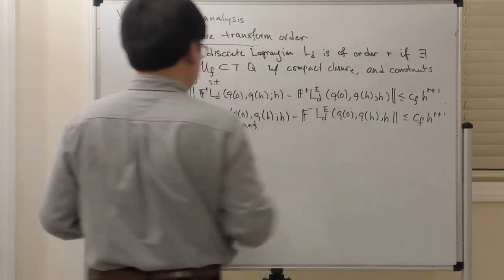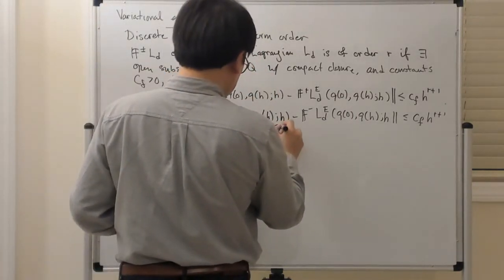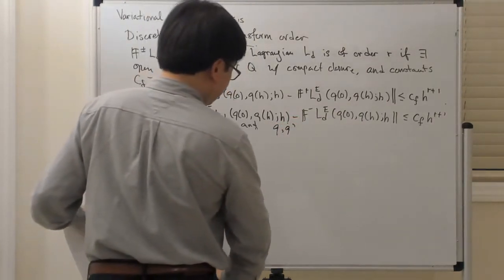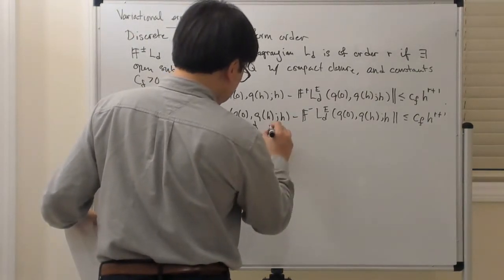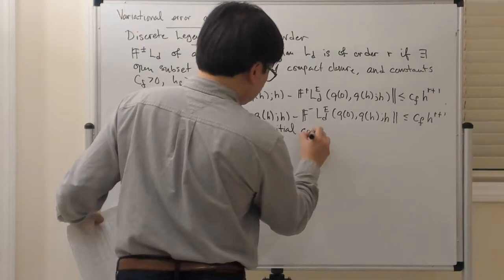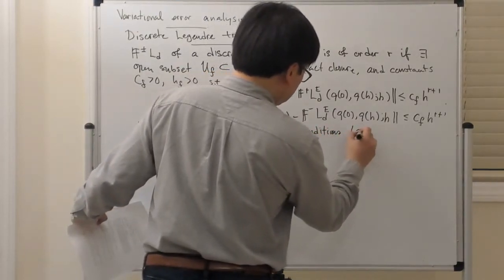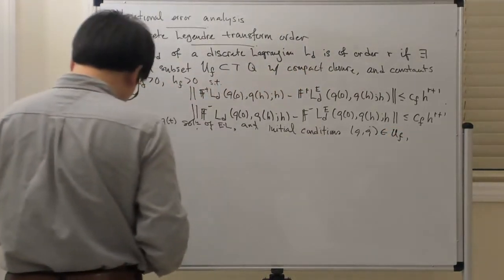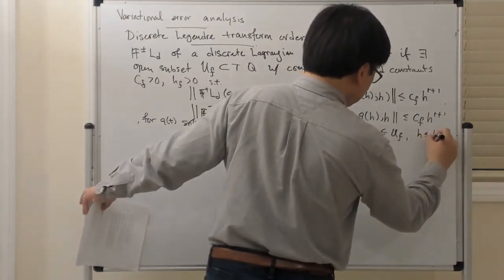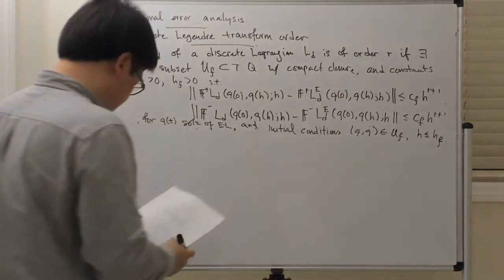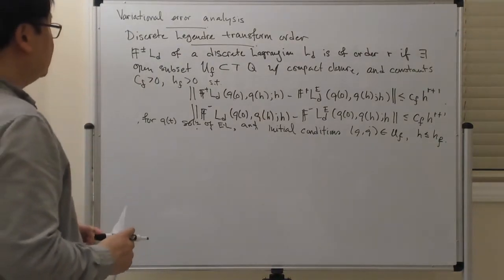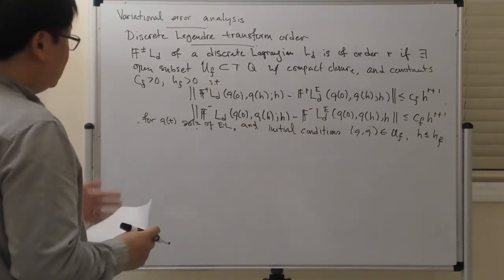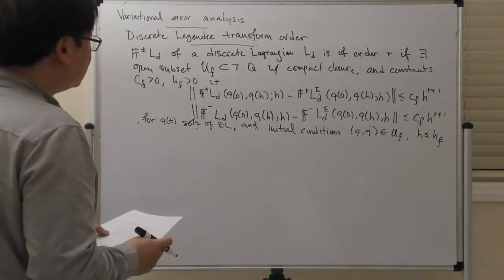So it should be TQ again, and Q dot, well, I should say, and initial conditions. Q dot in this UF, and H less than or equal to HF. Okay, all right, so now you have this notion of order of the discrete Legendre transform. All right, and then now we are in a position to state a theorem.